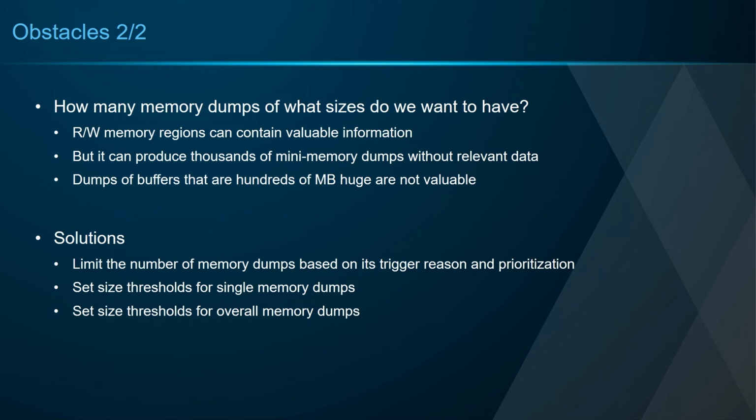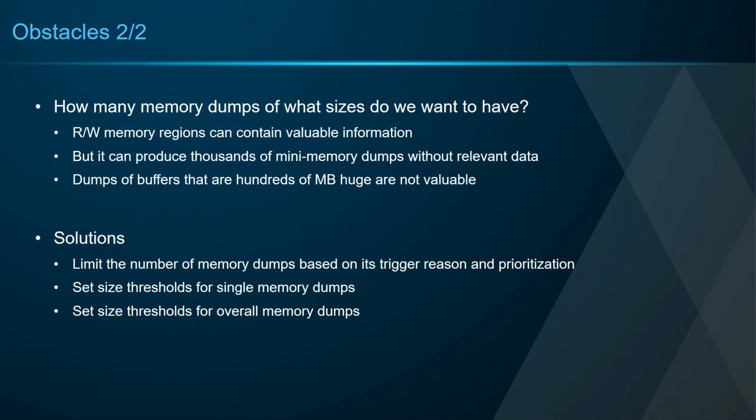We also don't want to dump memory regions that are hundreds of megabytes big. That will again slow down the execution and the post-processing steps. So they shouldn't be too small and they shouldn't be too large. And additionally, we want to have a global limit. So let's say during an analysis, we only extract 100 megabytes of memory dumps. And if we reach that, we don't take any new memory dumps.